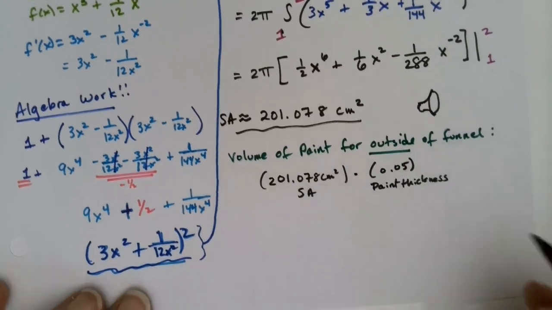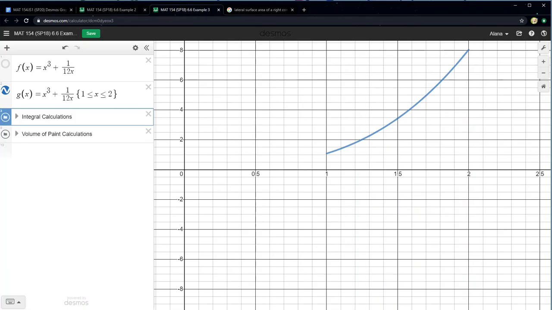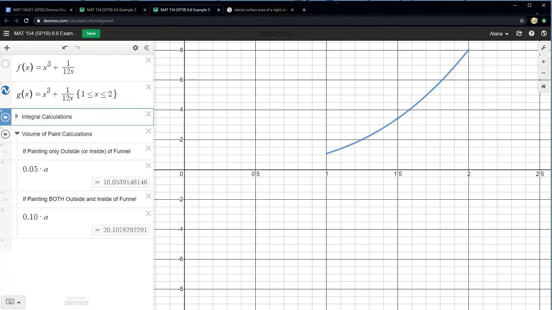And we would have, let's see here. Let me go back to Desmos. 10.054, right there, 10.054 centimeters cubed. Now, that's only if you're painting either the inside or the outside of the funnel, which was asked for.